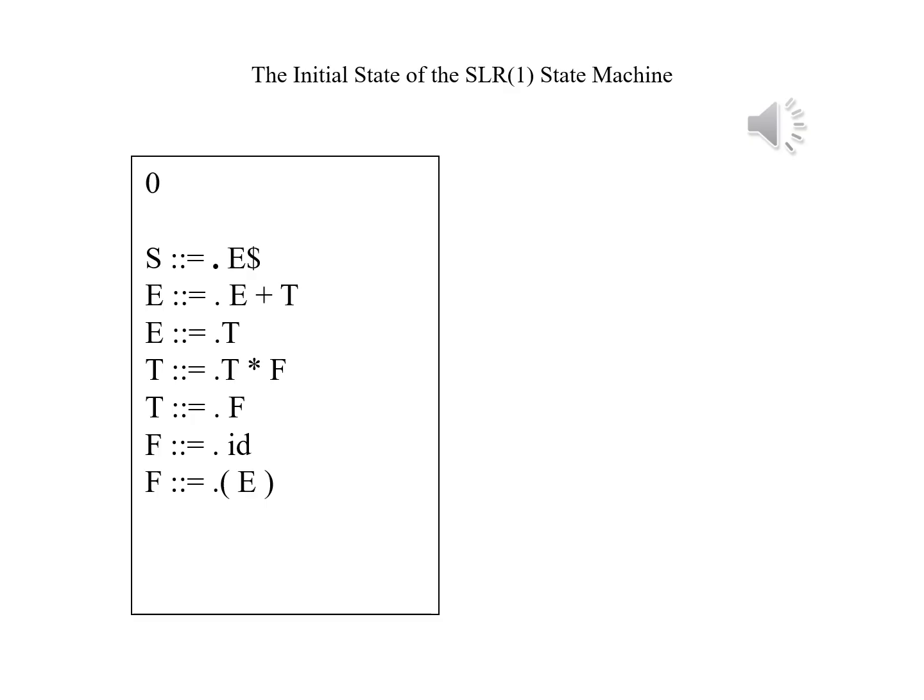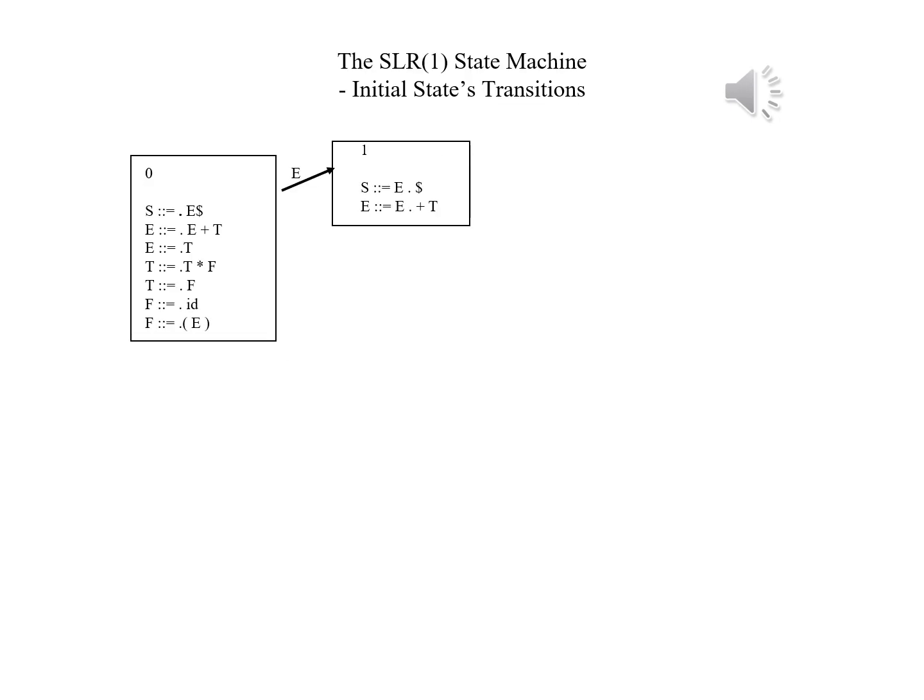T derives dot T times F, and T derives dot F. Again, as in the case with E, T derives dot T times F does not require any additional initial items, but T derives dot F requires initial items for F, and I have them here. F derives dot identifier, and F derives dot open parenthesis E close parenthesis. The transition on E takes me to state 1, where previously I had S derives dot E dollar.